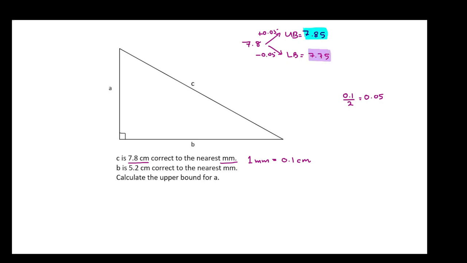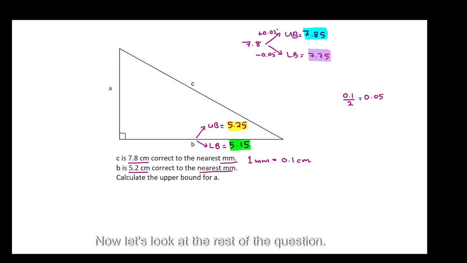Now we need to do the same thing for B. B is 5.2 to the nearest millimeter. So for B, I need to get my upper bound and lower bound. Upper bound is 5.2 add 0.05, which is 5.25. 5.2 take away 0.05 is 5.15.